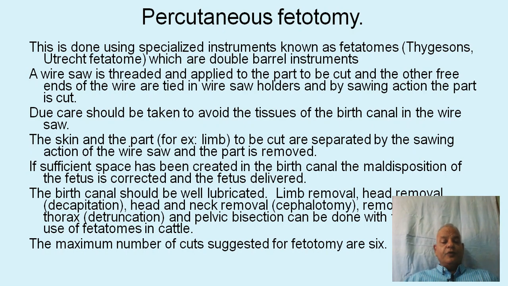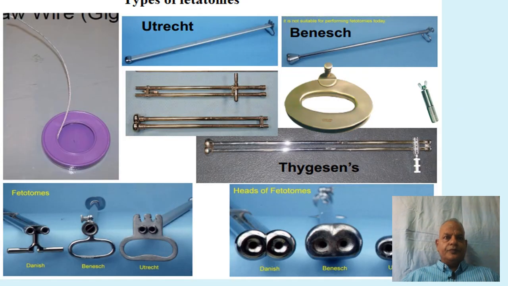If the head is removed, it is decapitation. If the head and neck are removed, it is cephalotomy. If the thorax is removed, it is detruncation. The maximum number of cuts suggested for fetotomy is 6. So these are the types of fetotomes: the uterine, the Benesch, the Thygessens, and the wire saw holders.